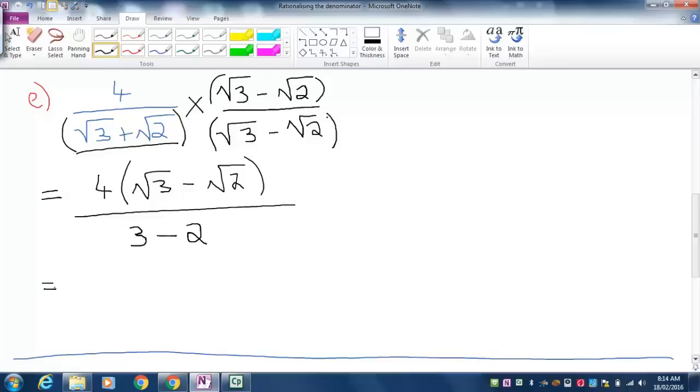Tidying this up, 4 times root 3 gives me 4 root 3. And 4 times negative root 2 gives me negative 4 root 2. 3 minus 2 on the bottom gives me 1. So it would be 4 root 3 minus 4 root 2 over 1. But as we should know, if anything's over 1, you don't need to write the denominator.